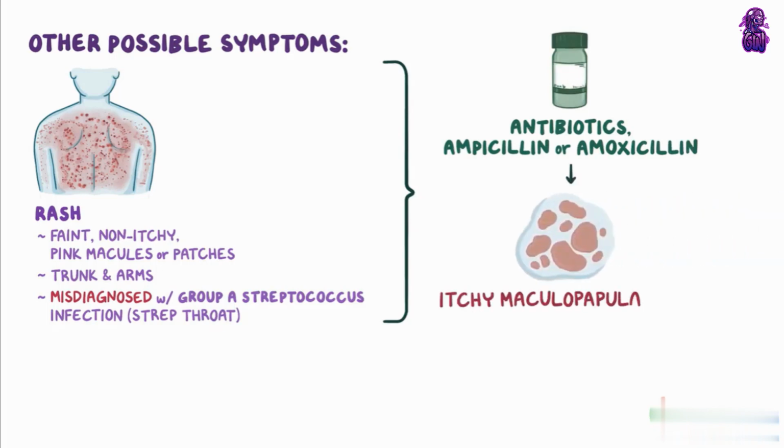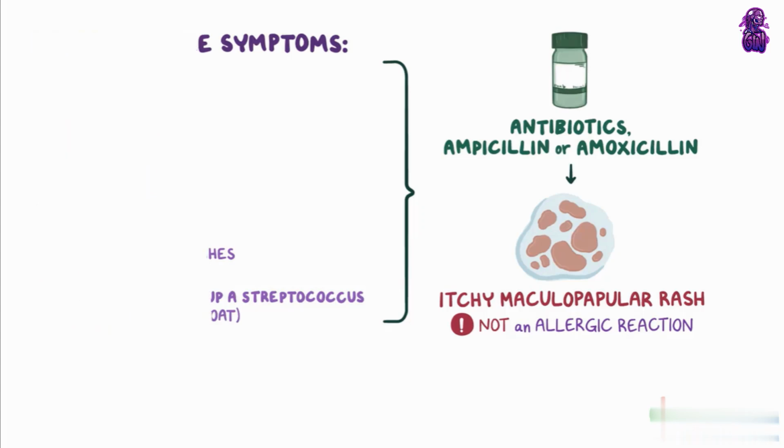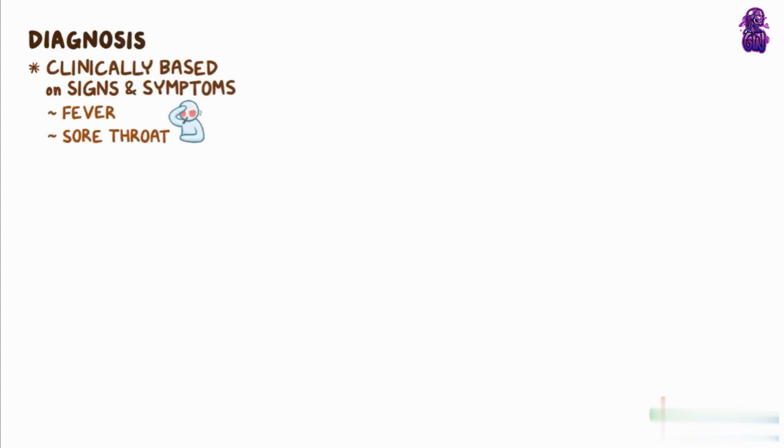itchy maculopapular rash. It's important to note that this is not an allergic reaction because those individuals, after recovering from mono, can take ampicillin or amoxicillin for other infections and tolerate them just fine, not developing the itchy rash. Diagnosis of infectious mononucleosis is initially suspected clinically based on signs and symptoms such as fever, sore throat, swollen cervical lymph nodes, and fatigue.